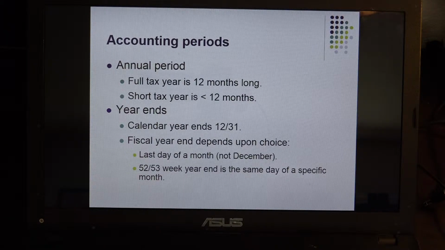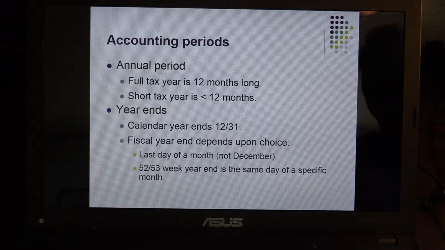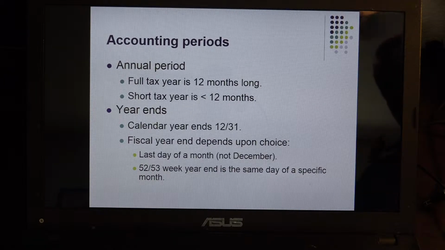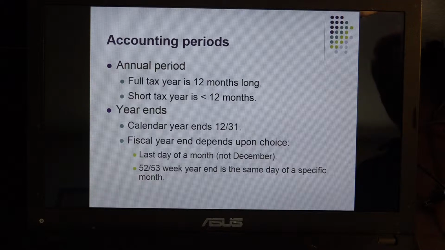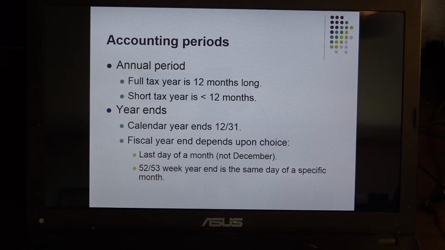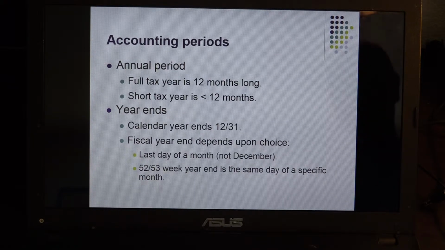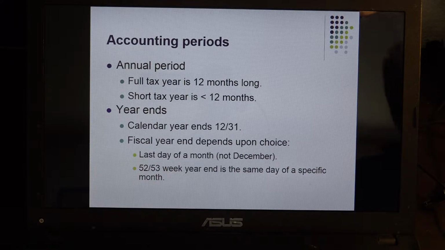Now, if you are a sole proprietor, not only can you choose, but actually you must choose a calendar year end. Why is that? Because you're an individual taxpayer, and individual taxpayers all have calendar year ends. If you're some other type of business entity, you can have a calendar year end, but you could also have some other year end.